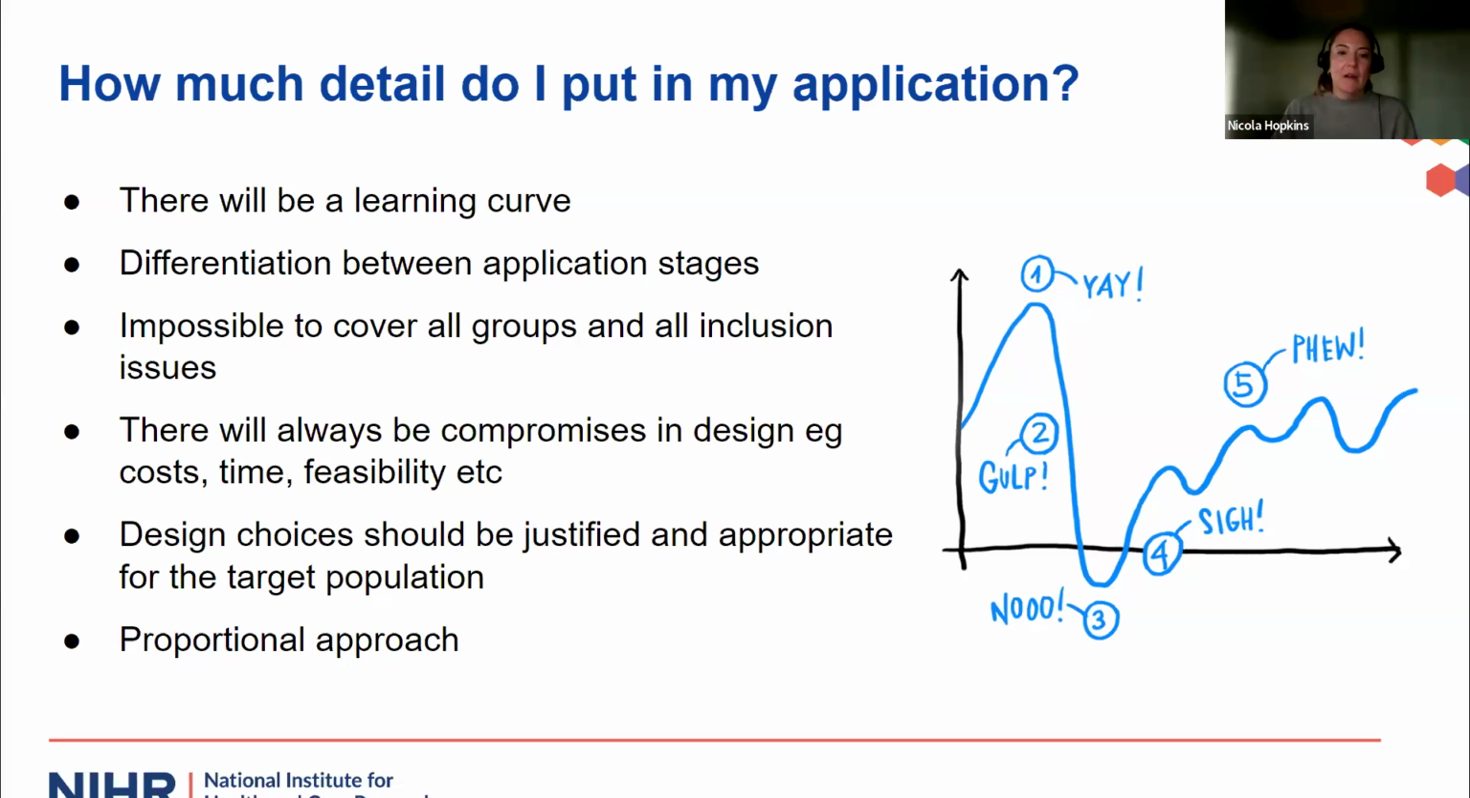But what we want to stress at this point, though, is that we aren't expecting researchers to account for every possible inequality for all underserved groups in every piece of research, because we know it's completely unrealistic and impossible.